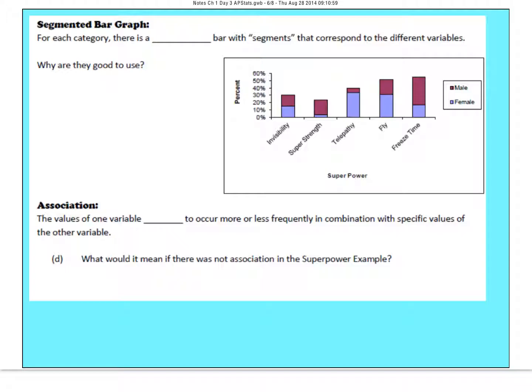For each category, there is a single bar with segments that correspond to different values. Why are these good to use? The one thing that these are really nice for, so again, we're back to the super strength, and it's male and female, so they have the key, everything is labeled nicely, and it's just a segmented bar graph that's stacked. It does a nice job of actually showing a conditional distribution.